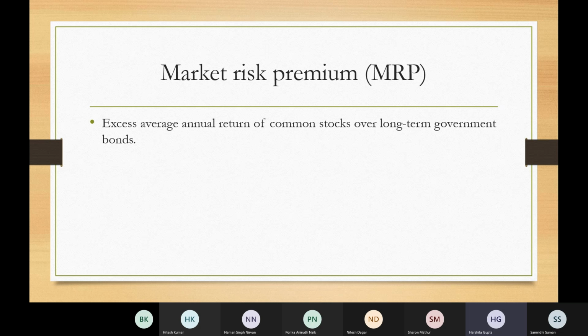Moving forward. What is the market risk premium? It is the excess average annual return of common stocks over long-term government bonds. That is to say, the government bonds must be paying like 6% interest, so the stockholders will expect to earn maybe 7 or 8%, which is above the nominal rate of 6%.